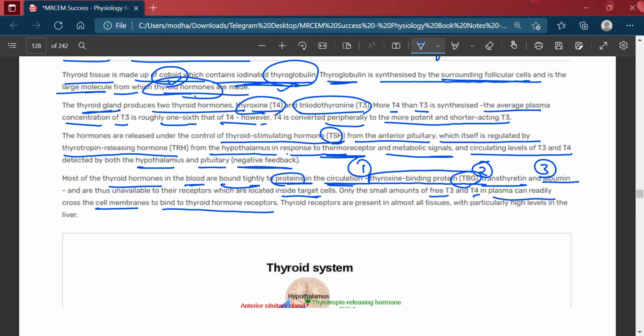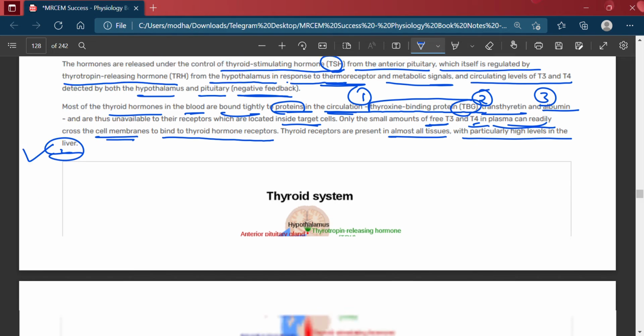Only the small amount of free T3 and T4 in the plasma can readily cross the cell membrane to bind the thyroid hormone receptor. Understood that the thyroid hormone in the blood is bound to proteins like TBG, transthyretin and albumin, and a very small amount of free T3 and T4 is available in the blood plasma and can cross the cell membrane and bind to the thyroid hormone receptor. Thyroid receptors are present in almost all tissue, with particularly high levels in the liver.